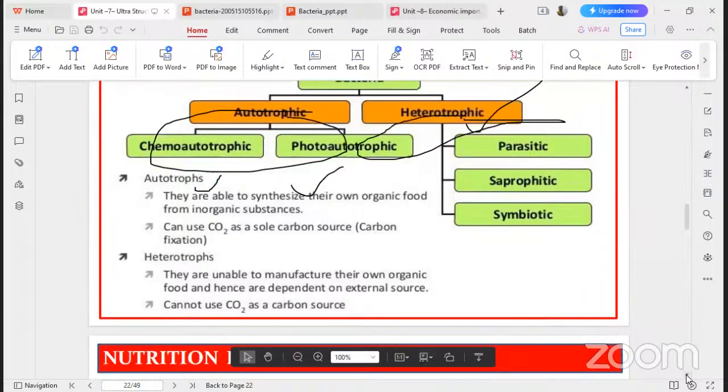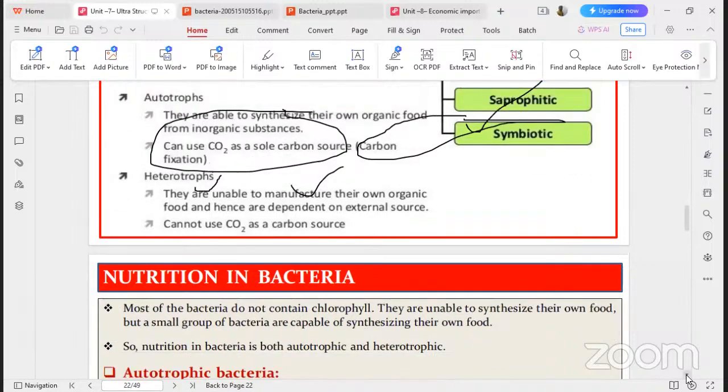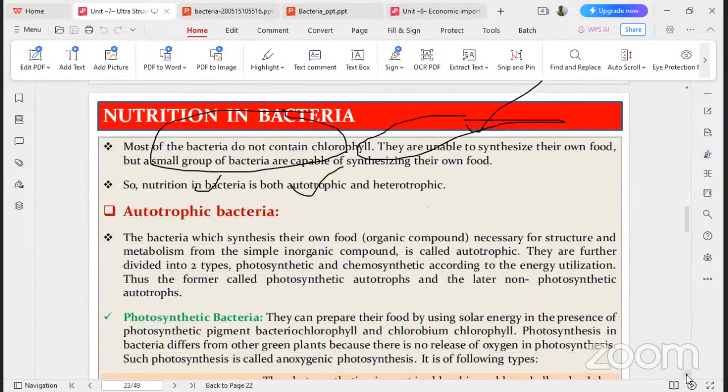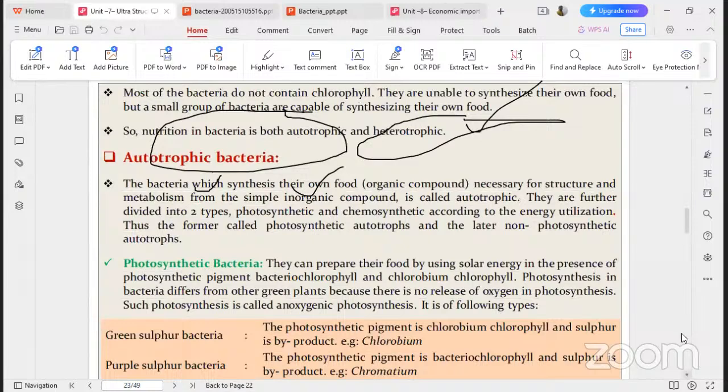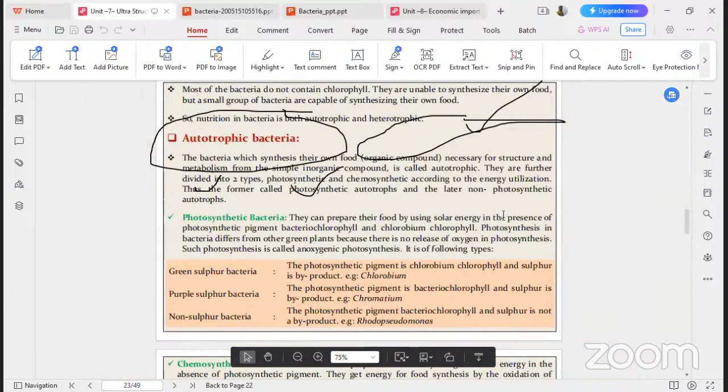Photoautotrophs and chemoautotrophs. Okay, autotrophic bacteria, what are those? Chemoautotrophs and photoautotrophs.